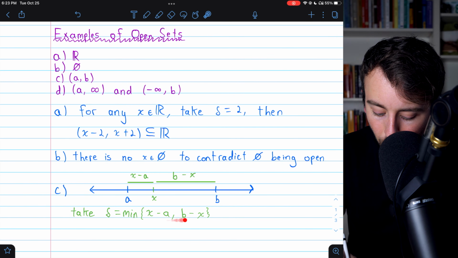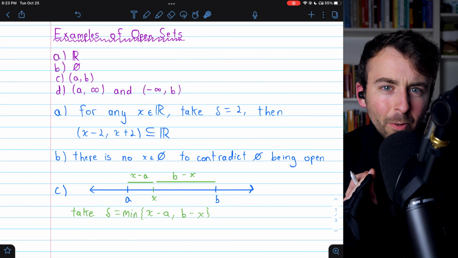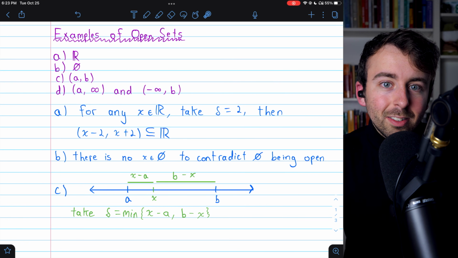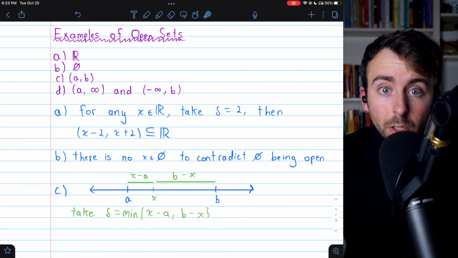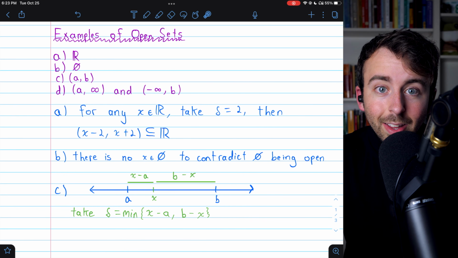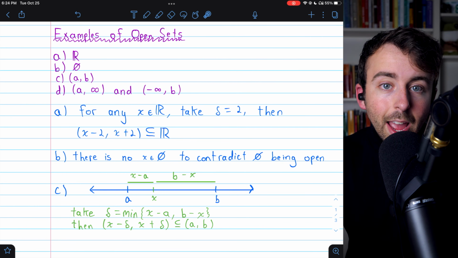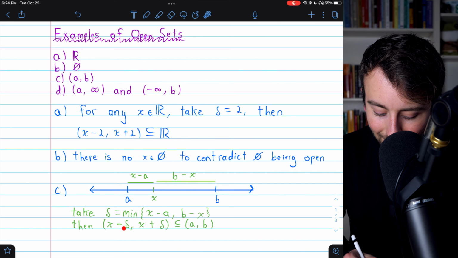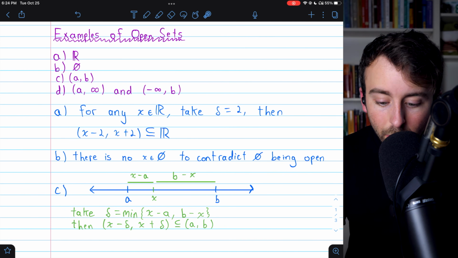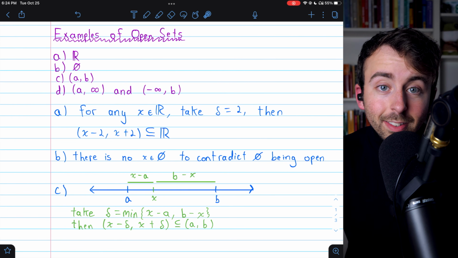Now, whichever one of these distances is less, as long as I stay within that range and I don't exceed the distance to an endpoint, then my neighborhood will still be entirely contained in the open interval. Hence, it is surely an open set. So we just have to take delta to be the minimum of x minus a and b minus x. Then all real numbers that are less than delta away from x will still be in the open interval from a to b. Hence, it's an open set.